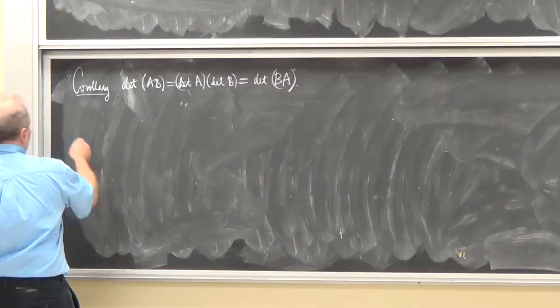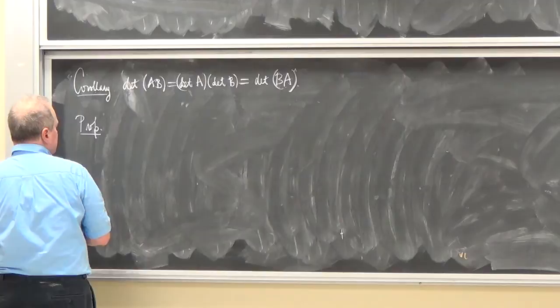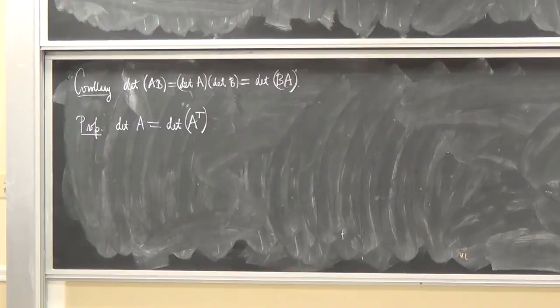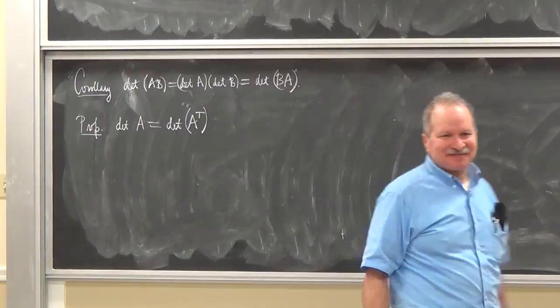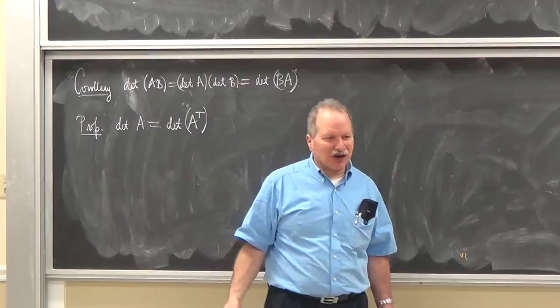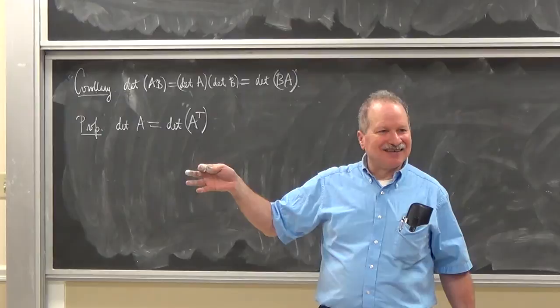As a corollary, we now get the following proposition. The determinant of A is the same as the determinant of A transpose. Is this on homework? This is relevant for your homework, yes. But beyond being relevant for your homework, it's also telling you that you can transpose everything in your head, and columns turn into rows, and so column operations turn into row operations, and you don't have to learn how to do column operations and go back to doing row operations.